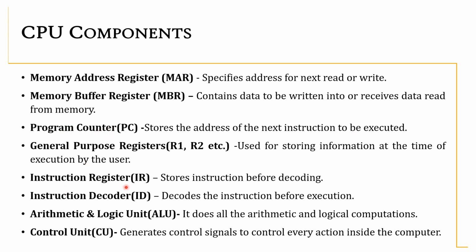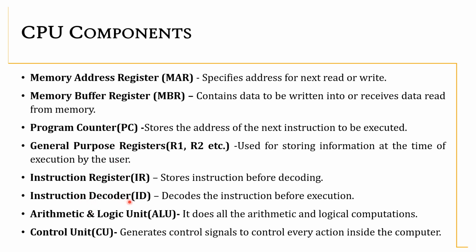So the address of the next instruction to be executed is stored in the program counter register. Then instruction register stores the instruction before decoding. Some general purpose registers are there like R1, R2, etc., which can be used by the user for storing information at the time of execution. So these can be used for temporarily storing the information at the time of the execution.